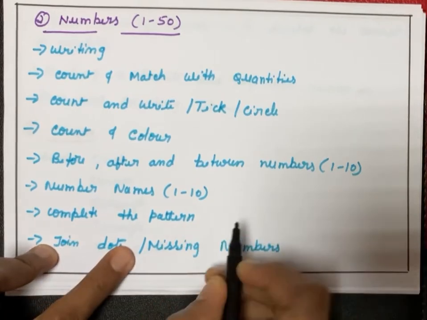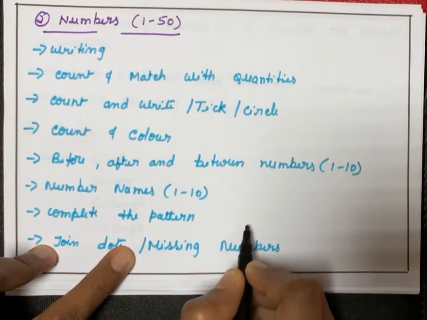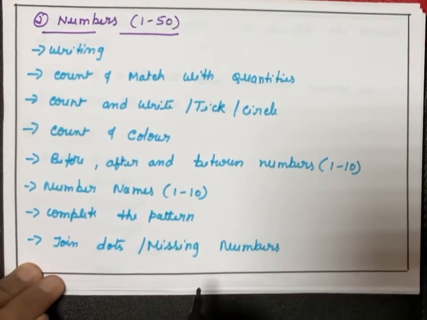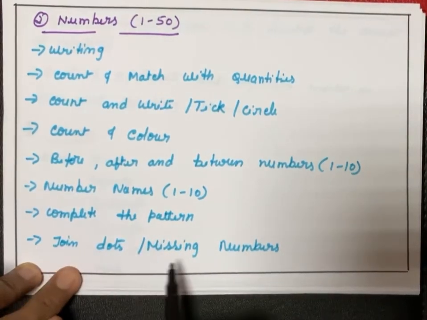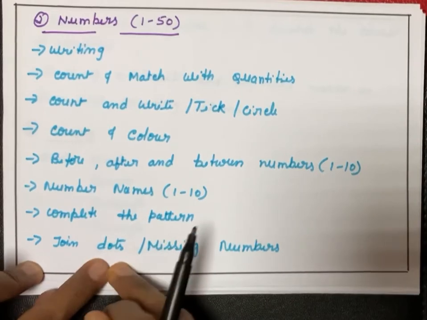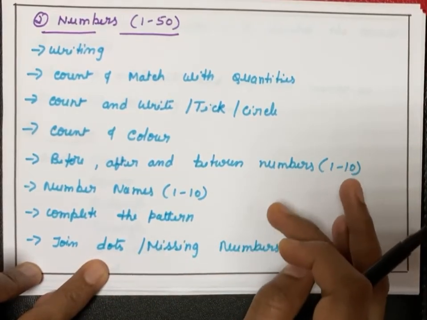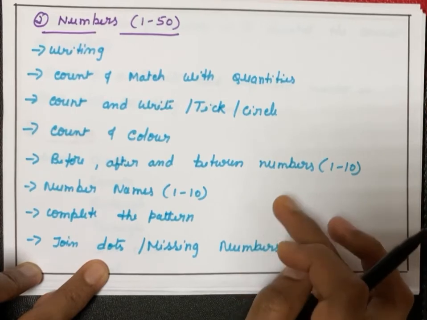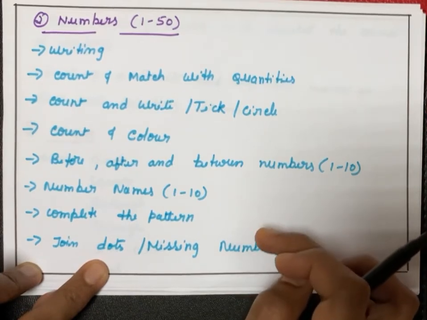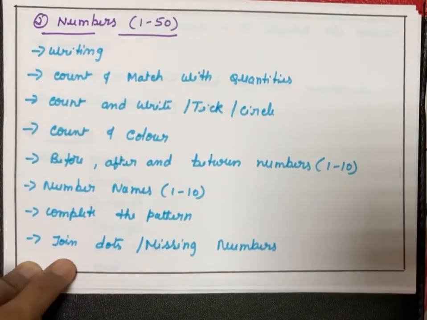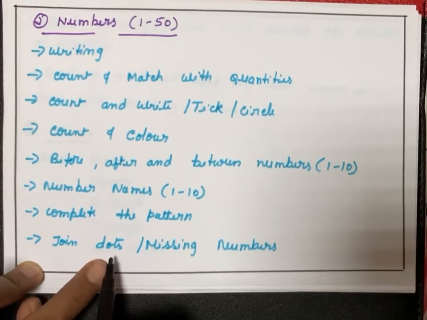Complete the pattern means star, square, star, square. Then next comes what? Star. Like this you have to teach them. Then join the dots, missing numbers. Join the dots means there will be an incomplete image, and there will be given some numbers. So the child has to join the dots to complete that image. So these types of worksheets you can prepare.